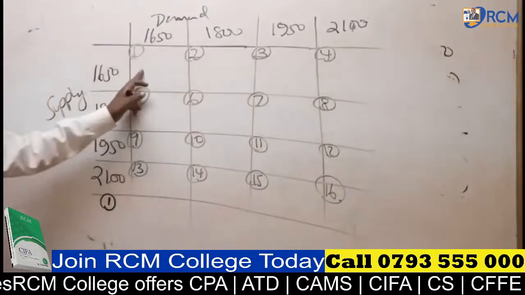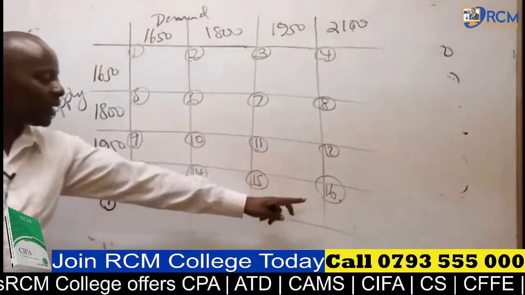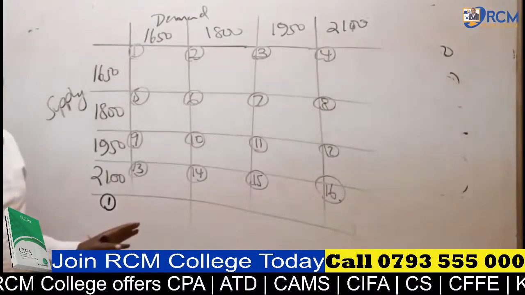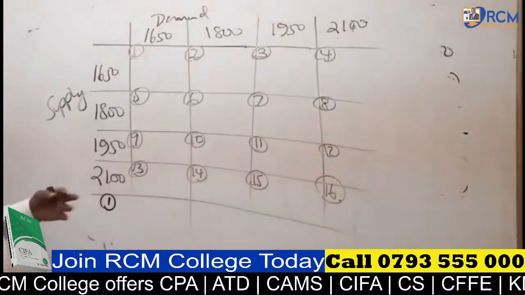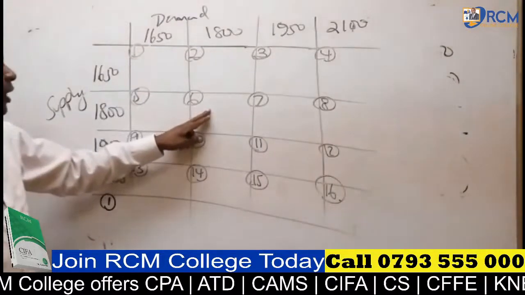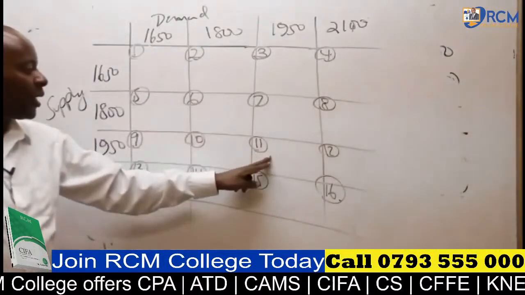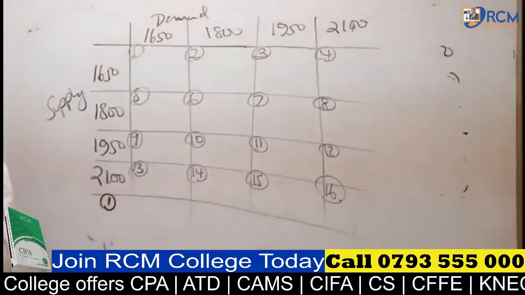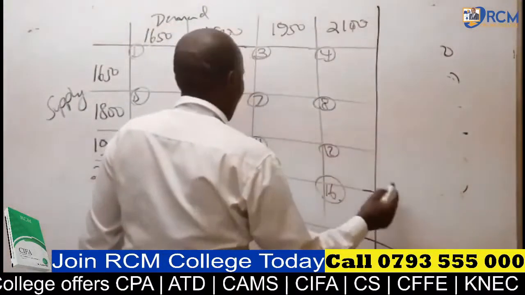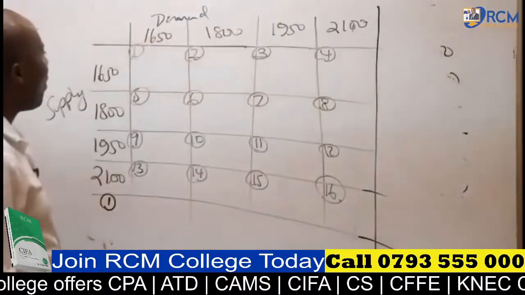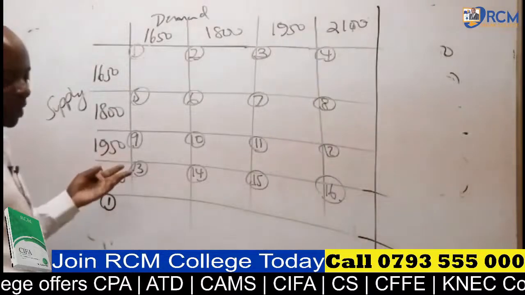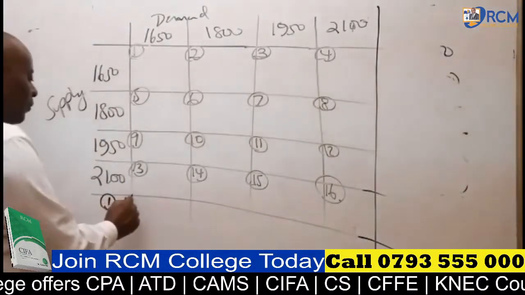Actually, cells number 1, number 6, number 11, number 16, those ones I can get without sweating it out. That's what I do personally. I start with these perfect squares, 1650 and 1650, then I go to 1800 and 1800, so that we get first of all the perfect matches. So for cell number 1, supply is 1650 and demand is 1650, so 1650 is what I will sell.